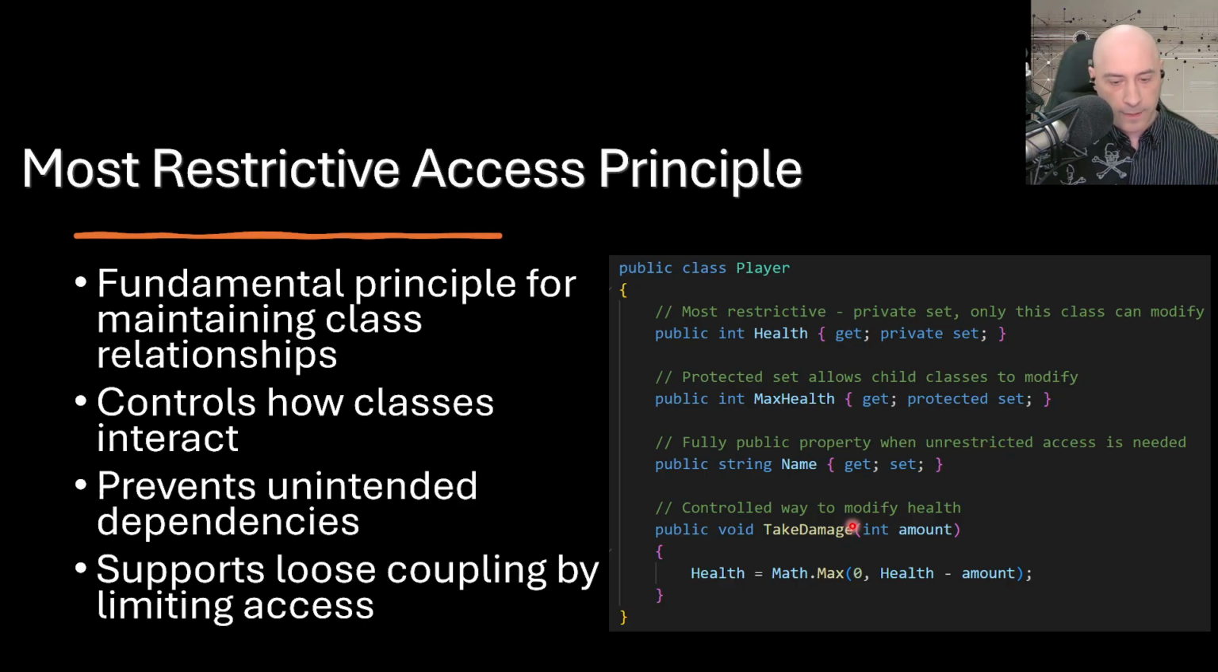But finally, we have take damage. This is a method that has a controlled way to modify health. Even though health has a private setter, we can still modify it within this class through this method, which ensures that the value never goes below 0. It takes the maximum of these two. So if health minus amount is negative, it's going to return 0. So it ensures that health never goes below 0. That's what that command does.